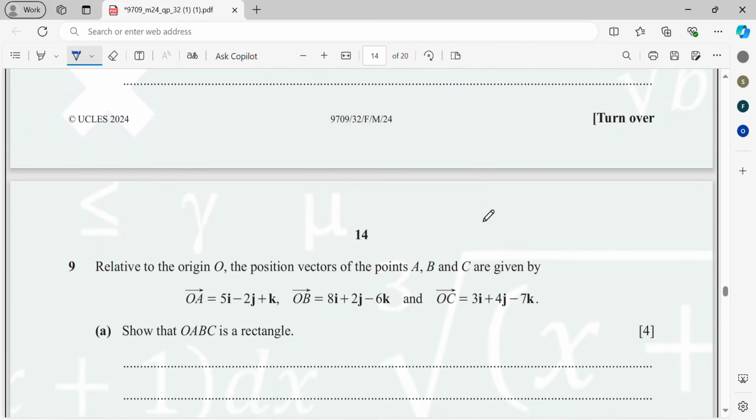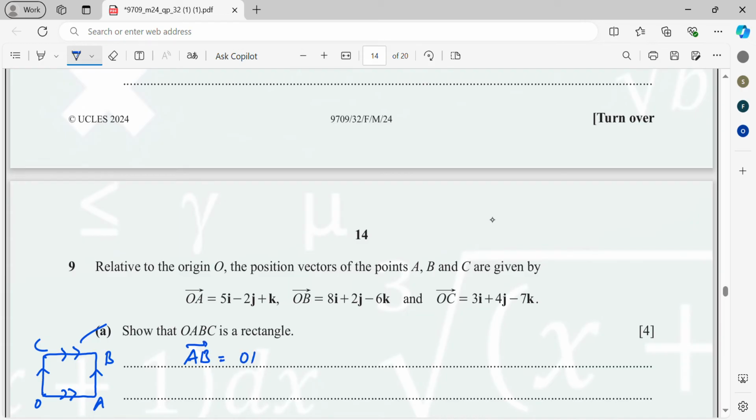Okay, next, question number 9. Relative to the origin O, the position vectors of 3 points A, B, C are given. Part A: show that OABC is a rectangle. Okay, let's say this is a rectangle. This is a diagram, OABC. Now first of all, I need to show that AB is parallel to OC, then OA is parallel to CB. So I find AB first.